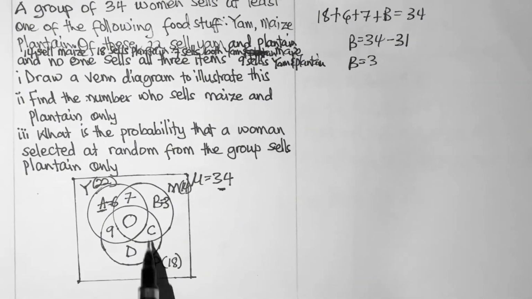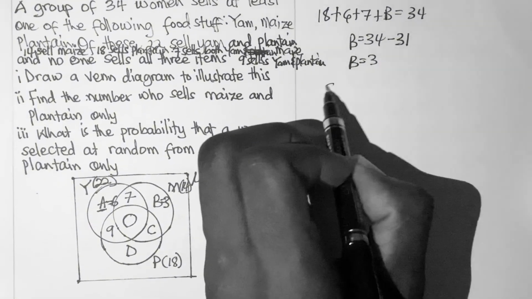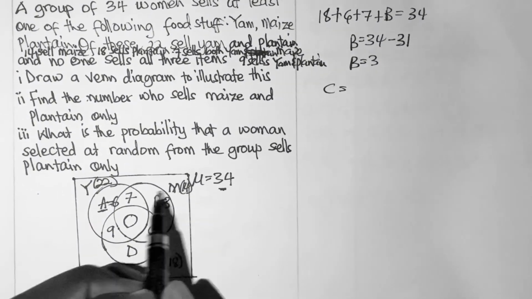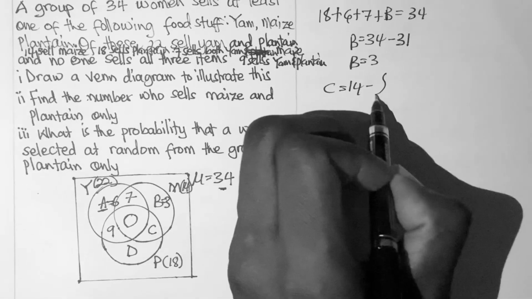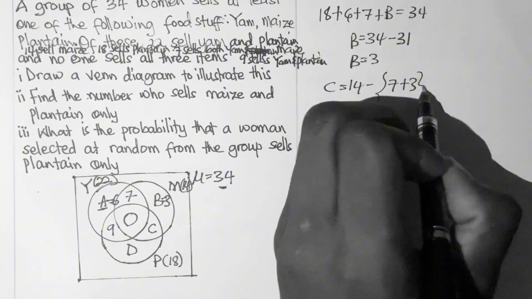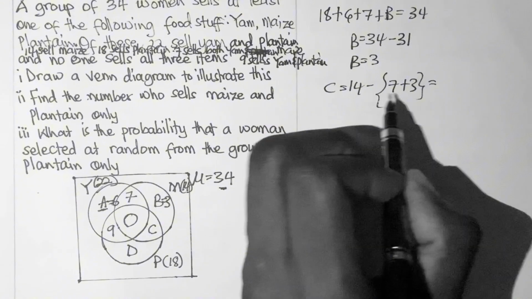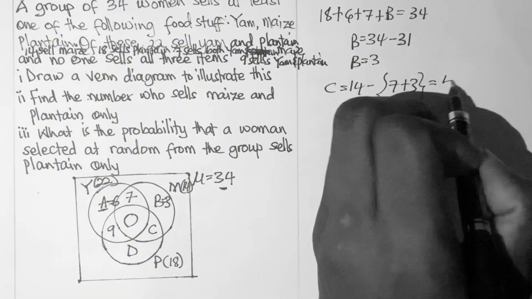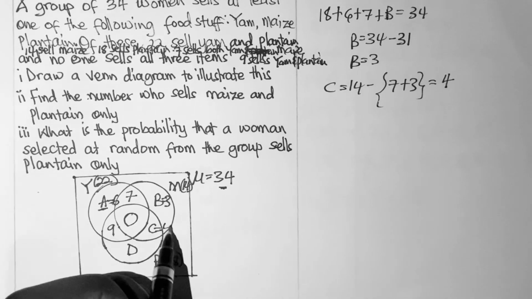So having found B, we can now find C, because we know that C is equal to all the region that belongs to maize, which is 14, so 14 minus, in brackets, 7 plus 3. That is equal to 14 minus 10, and that's equal to 4. So therefore C is equal to 4.